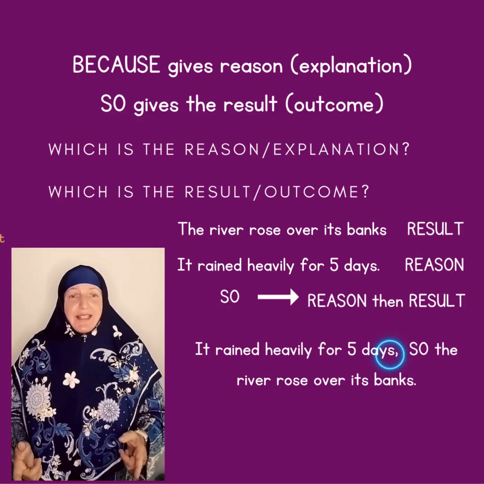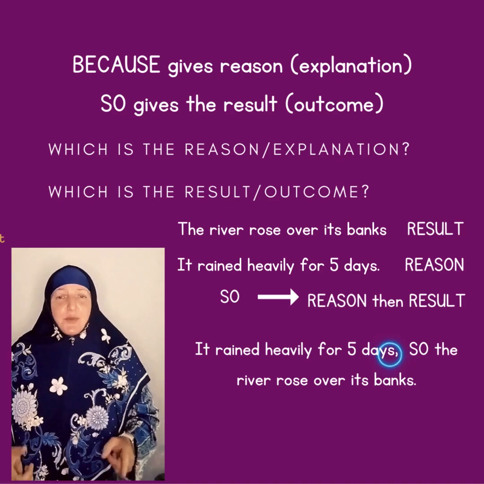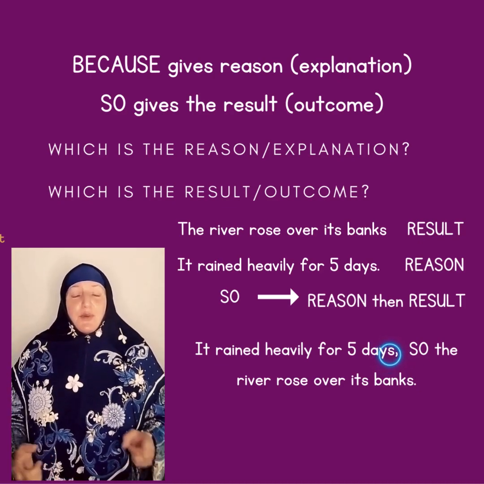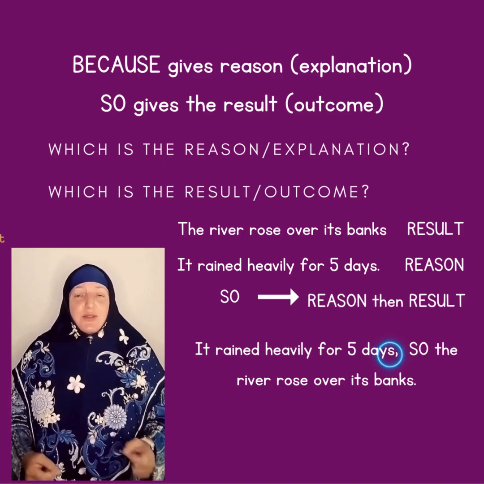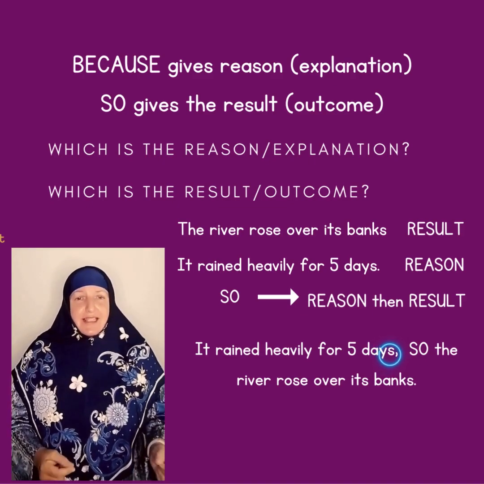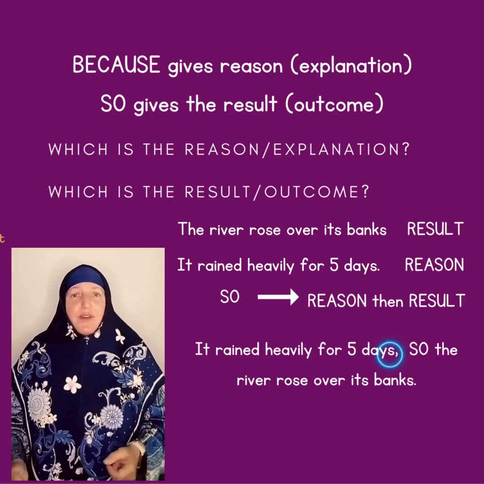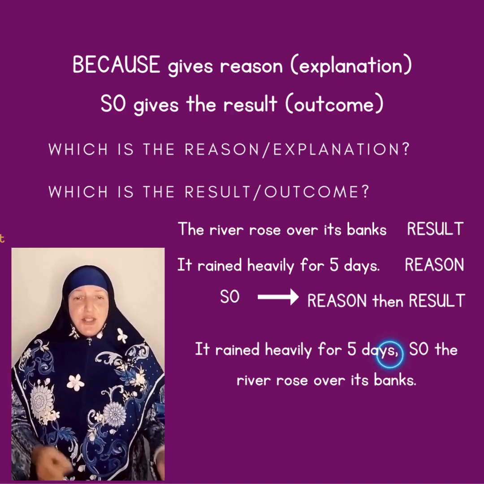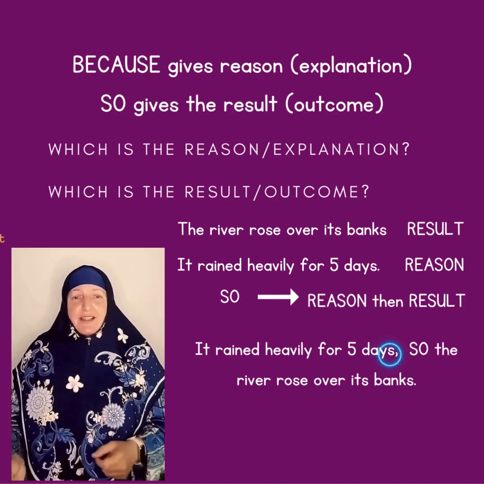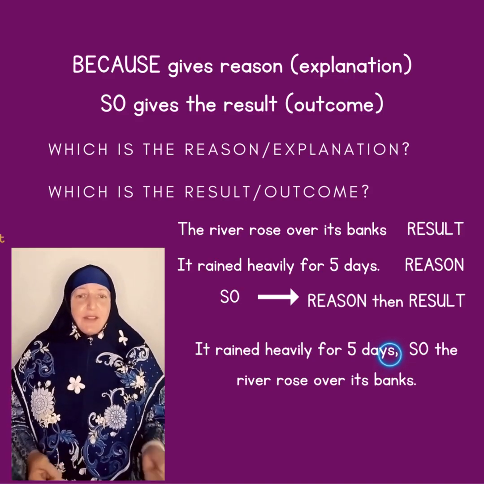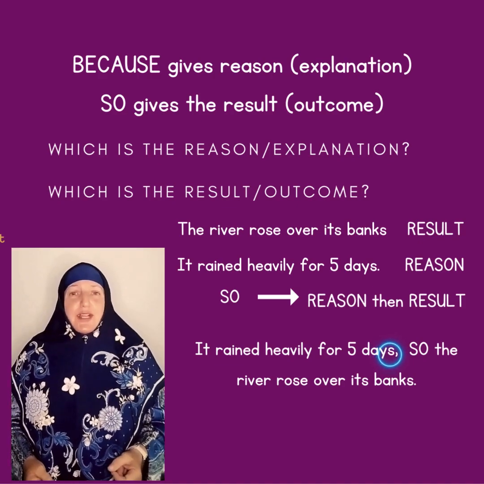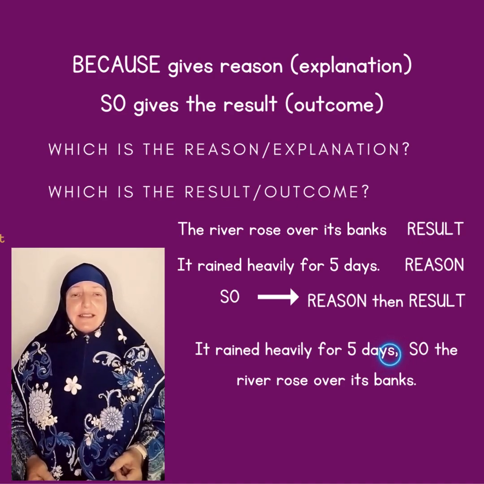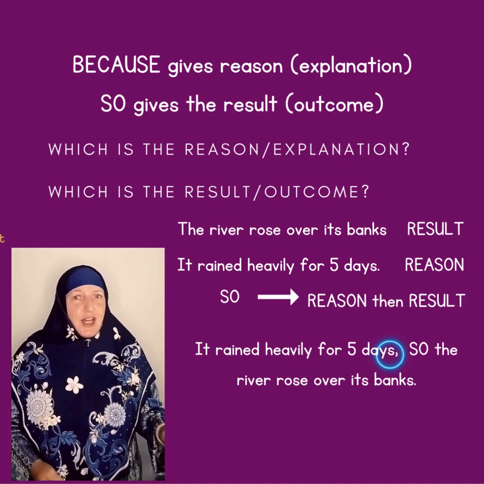Because gives reasons, so gives the result. The river rose over its banks is the result or the outcome. The reason is it rained for 5 days. So gives the reason, then the result. It rained for 5 days, so the river rose over its banks. Notice the comma.